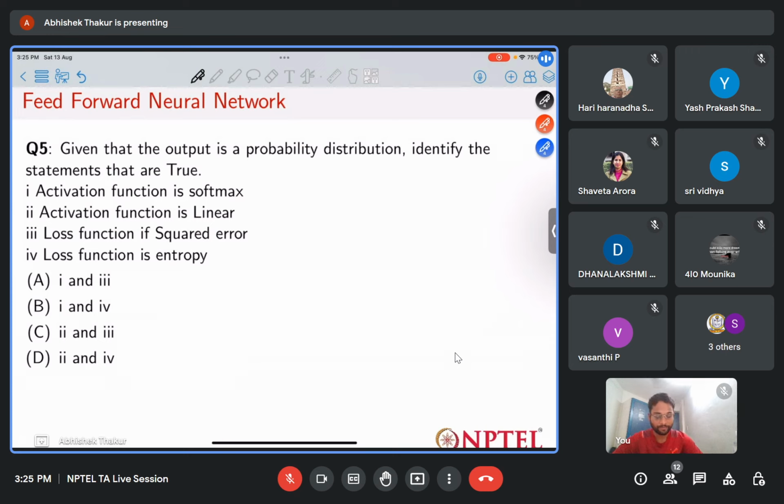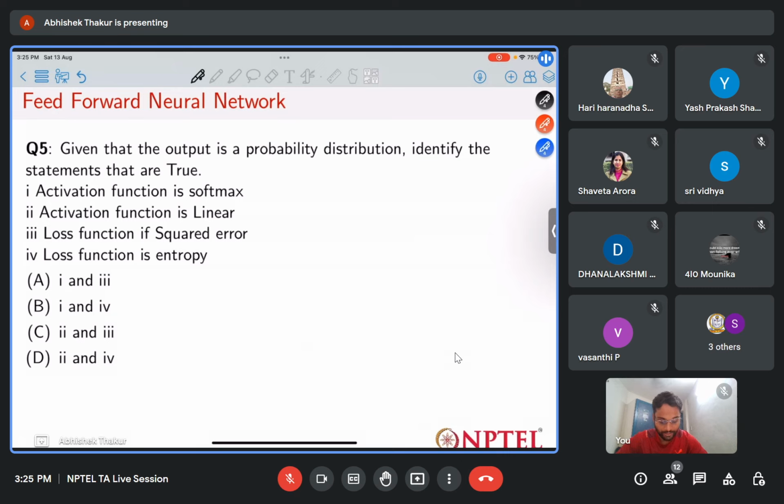So in this question, it is given that the output is a probability distribution, like we have seen in the last example, that is question number 4. So here also the output is a probability distribution. Identify the statements that are true. So can you answer this? We'll see each statement one by one.